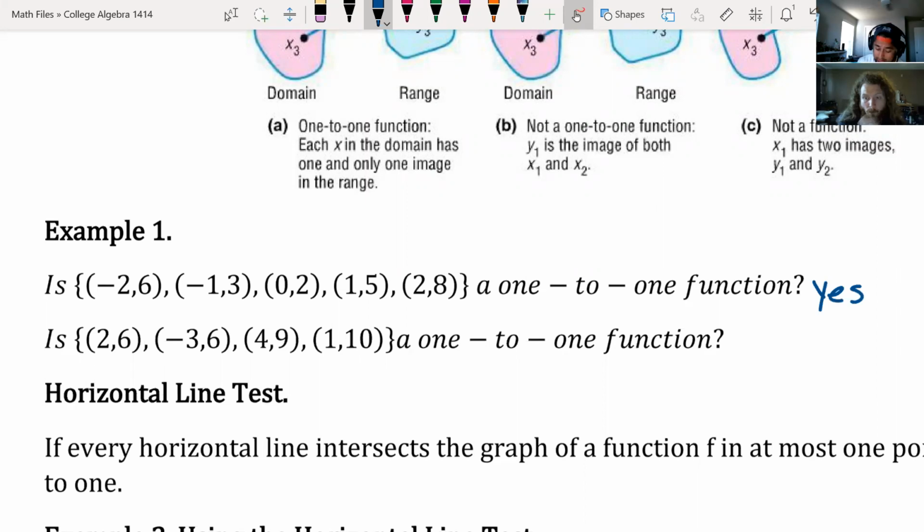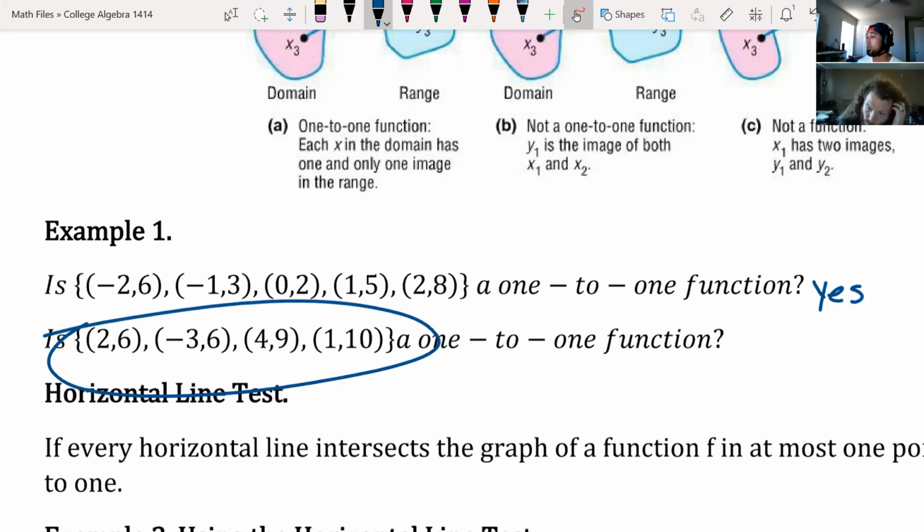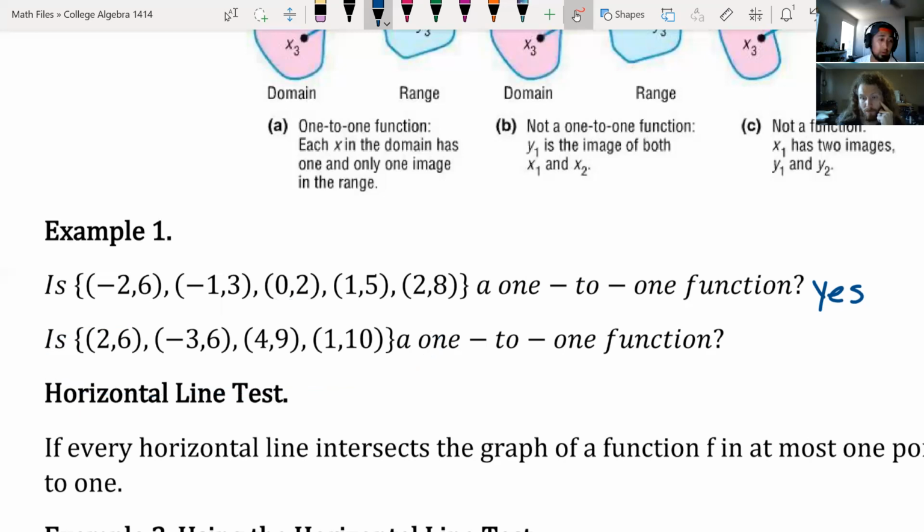Look at the second set of coordinates: (2, 6), (-3, 6), (4, 9), and (1, 10). Does this represent a one-to-one function? This would be no, because we see that 6 is repeated twice. So we see that two x values share the same y value.